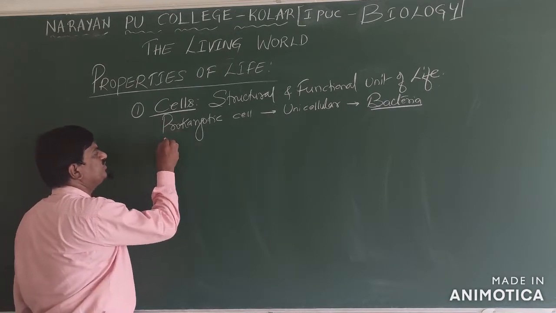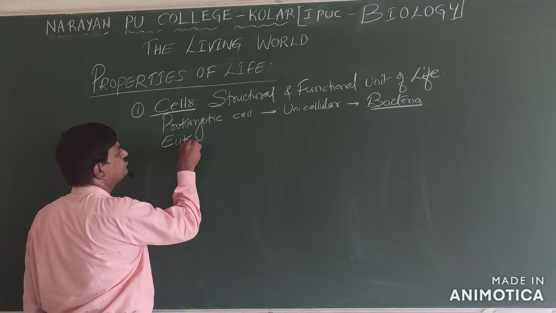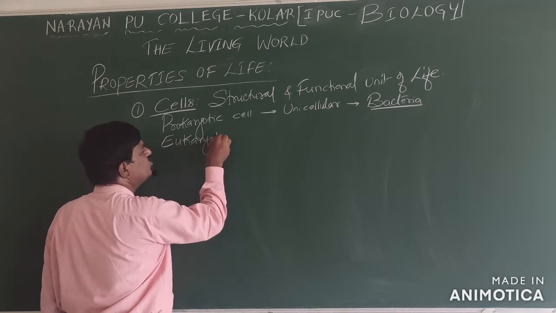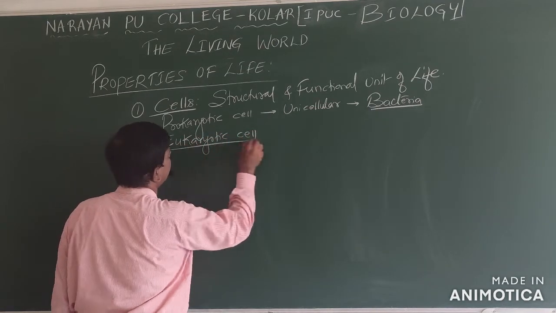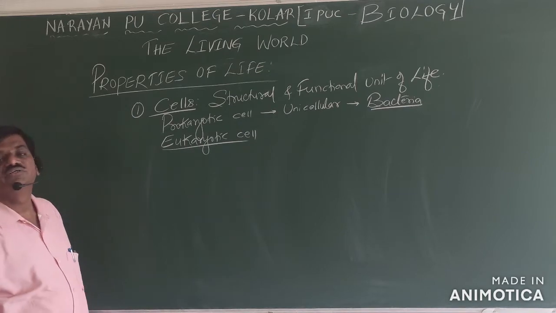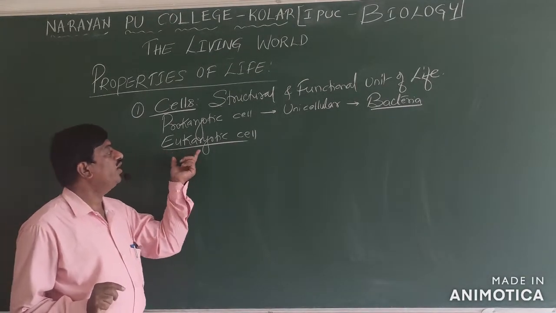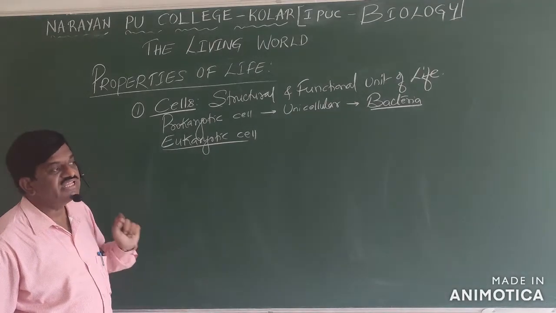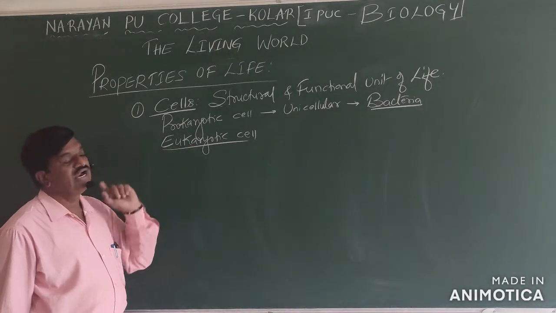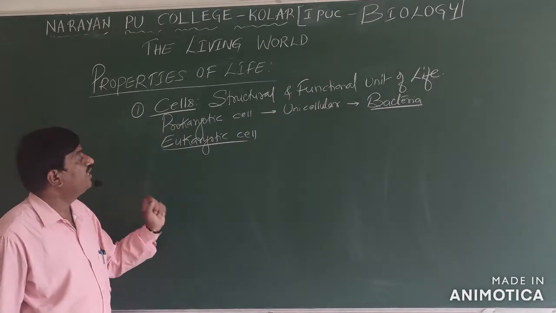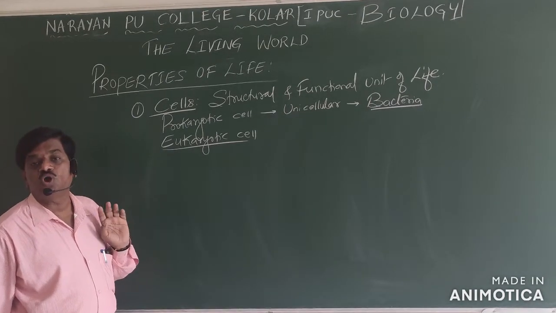Now we will step into the next word, eukaryotic cell. The word eukaryotic means a well-developed, true nucleus, a well-organized cell with all the cytoplasmic organelles, and also a well-developed nucleus with four components.